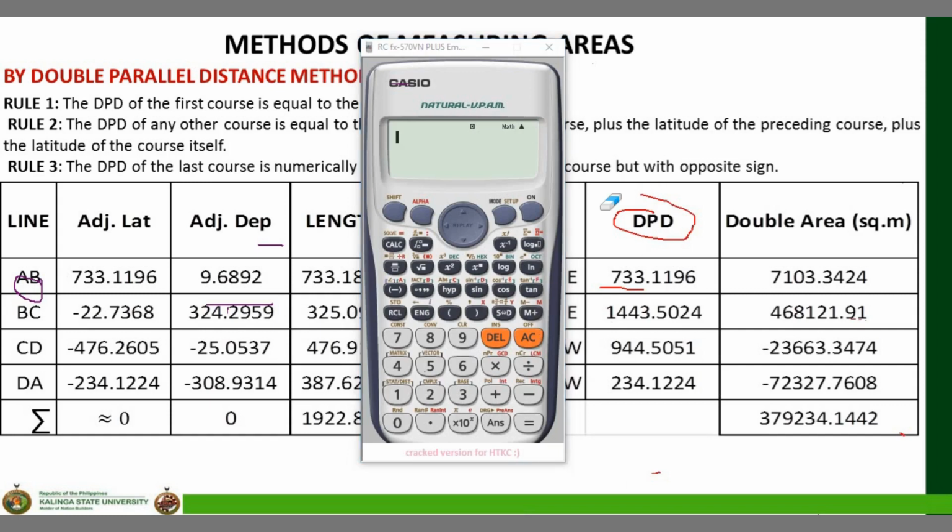Naiintindihan natin si DPD. After na nakuha natin si DPD, we can now determine the double area. How did I get the double area? That is equal to the DPD, 733.1196. This time, ang gagamitin natin ay yung departure. So, 733.1196 multiplied by 9.6892, which is equal to 7103.3424.